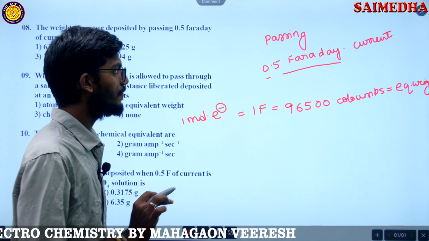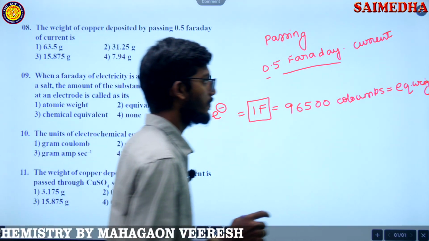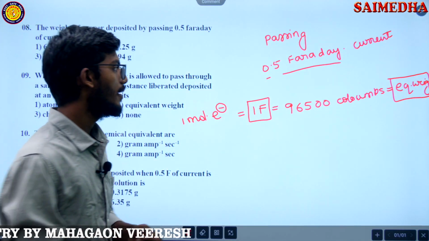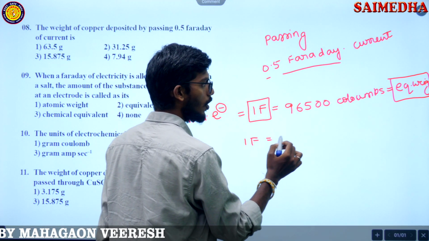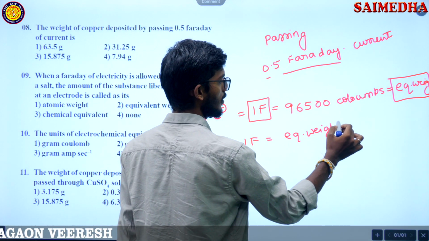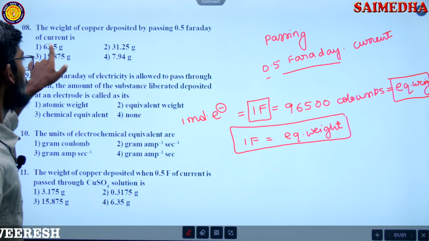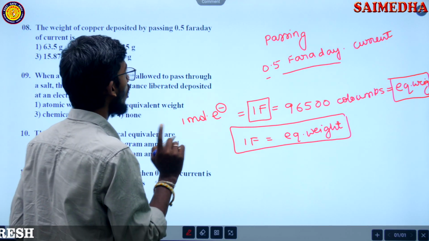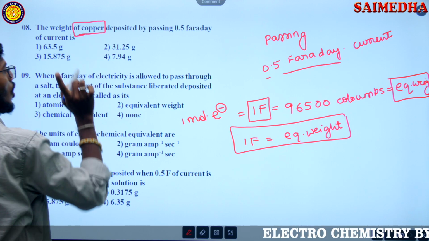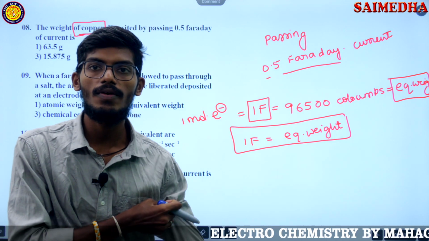Okay. Now if you see, I said that 1 Faraday will give you equivalent weight of the substance, right? 1 Faraday will give you what? Equivalent weight of the substance. This one we know already, right? Now that 1 Faraday is giving equivalent weight, then of what element is he saying? Of copper. He is saying weight of copper. So tell me, what is copper equivalent weight?